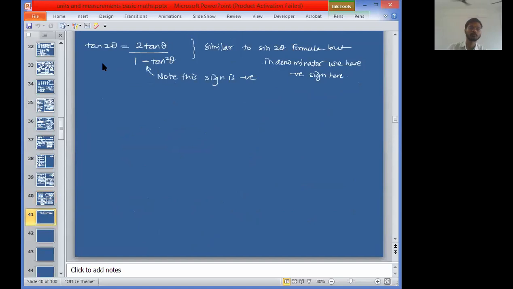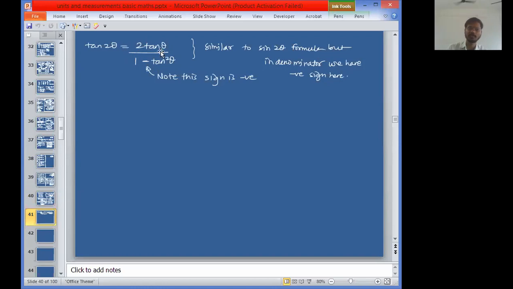Okay, and the final formula, tan 2 theta. What is the note we have written? The formula is similar to the sin 2 theta formula, but in the denominator we have a negative sign. So it is 2 tan theta upon 1 minus tan square theta.